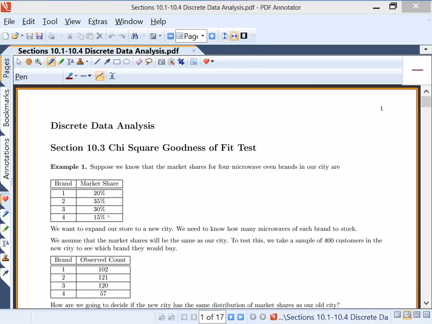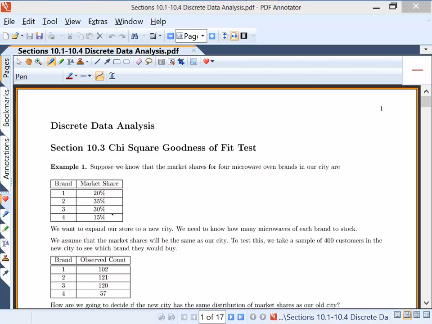So this is section 10.3, which is chi-squared goodness of fit test. Okay, so we're going to do a little introduction into it to look at the reasoning behind it. So for example, suppose that we know that the market shares for 4 microwave oven brands in our city are 20%, 35%, 30%, and 15%.